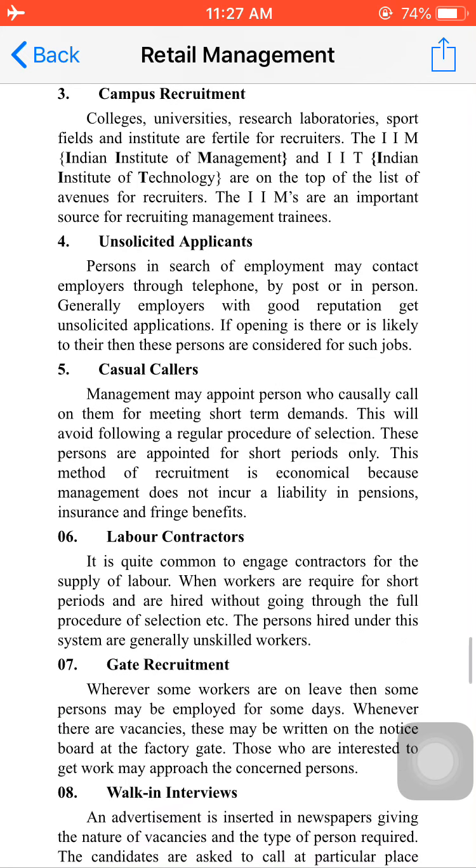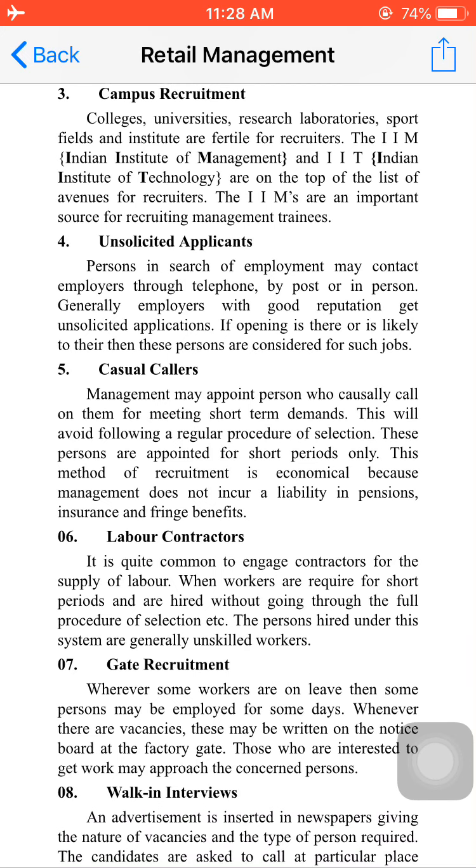Next one is casual callers. This takes place only for short-term demand. For example, you all will be aware of casual contractors. It is only for a prescribed work, and they will be working under them. The better example is the construction of roadways, railways, bridges, all those things. In these, there will be persons called casual contractors or casual laborers.